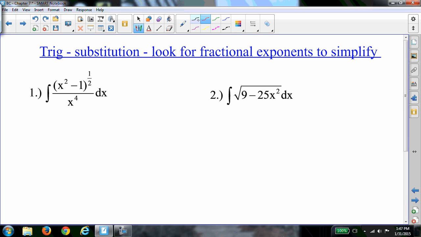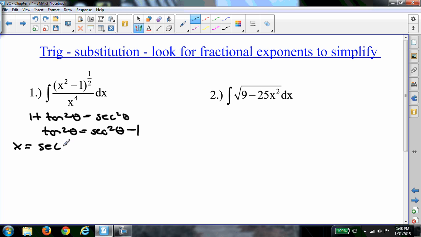So something squared minus 1. You have the identity 1 plus tangent squared theta equals secant squared theta. Or in other words, tangent squared theta equals secant squared theta minus 1. So I'm going to use that identity here since I have a minus 1. I'm going to let x equal secant theta. So everywhere there's an x, I'm going to replace with secant theta. I also need to replace the dx. So taking the derivative, dx d theta equals secant theta tangent theta. So solving for the differential dx, you get secant theta tangent theta d theta.